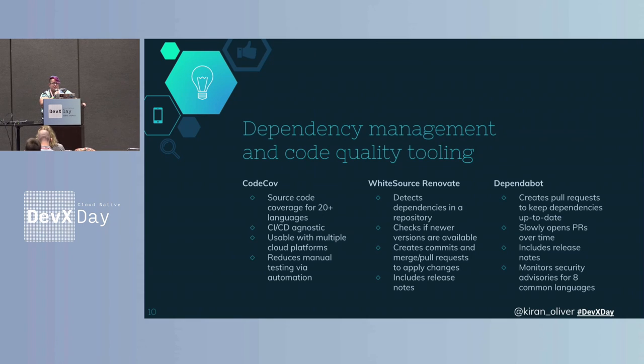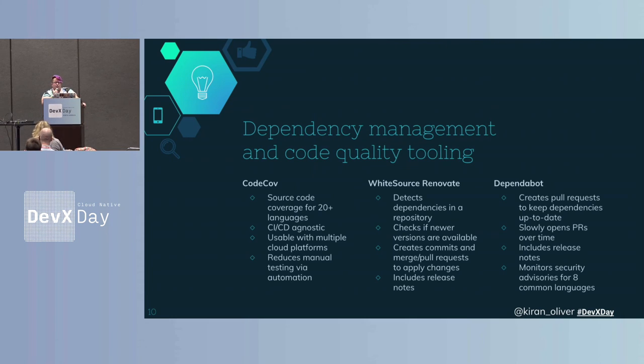Renovate detects dependencies in a repository and checks if newer versions are available. It also creates commits and merges pull requests to apply those changes. And it also includes release notes, which is really awesome. Love that, because nobody likes to write release notes, and Renovate will do it for you to an extent. It will at least give you the building blocks to write better release notes.